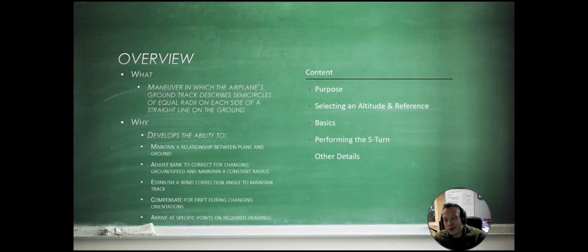Now let's talk about S-turns across a road. What is it? It's a maneuver in which the airplane's ground track describes semicircles of equal radii on each side of a straight line on the ground.